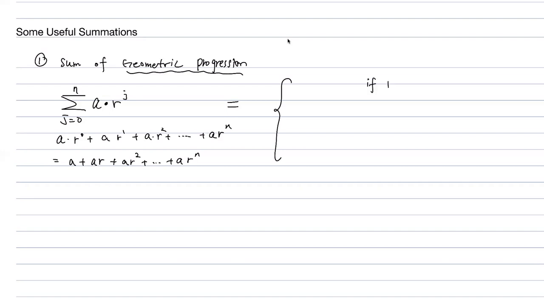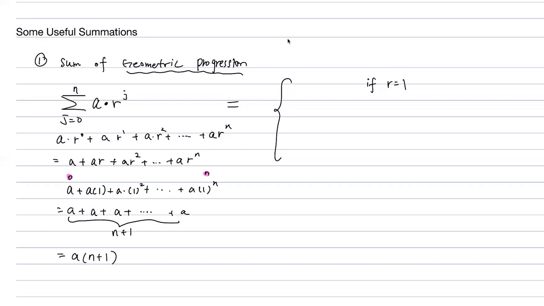Now if my ratio is equal to 1, as you can see right here, then I will have a plus a times 1 plus a times 1 squared plus dot dot dot a times 1 to the nth power. So it really just equals a plus a plus a plus dot dot dot plus a. Now we're starting with 0 and we end up with n, so I will have n plus 1 terms of a. So I will have a times n plus 1. That will be my formula if my ratio is equal to 1.